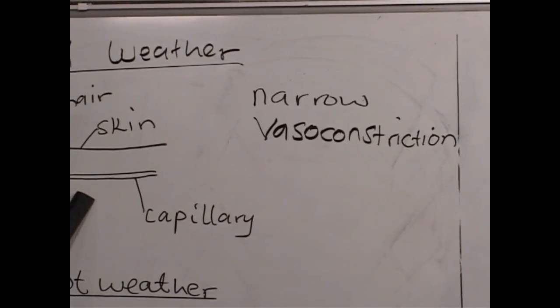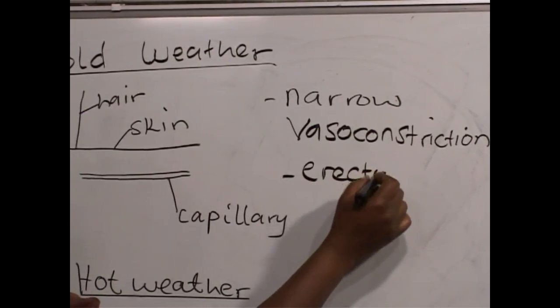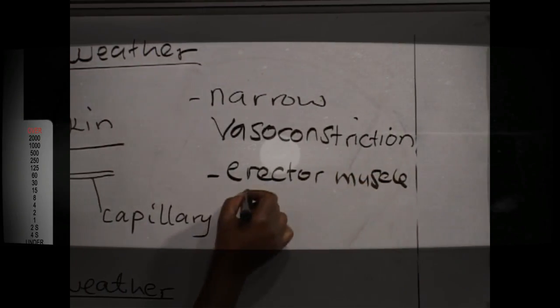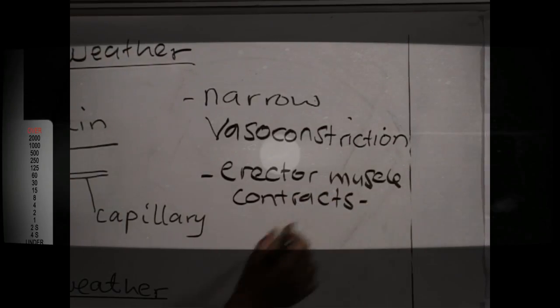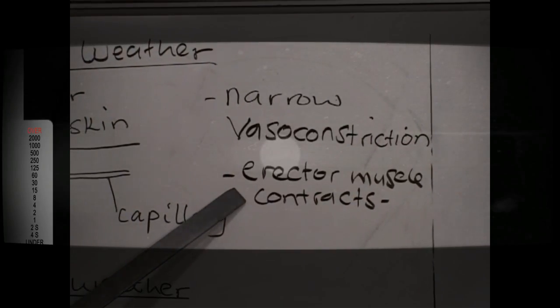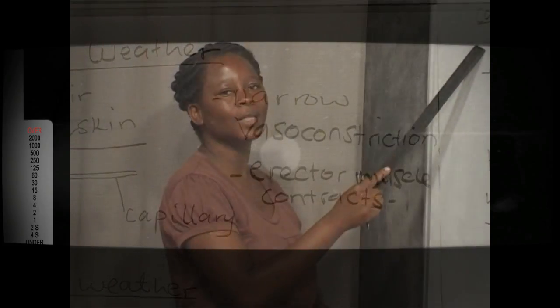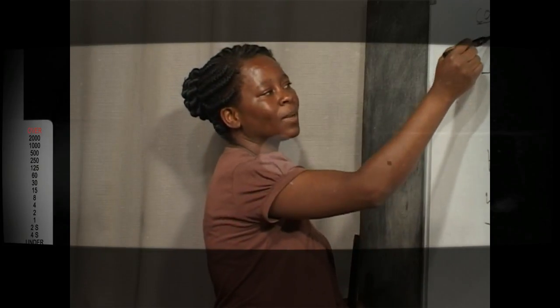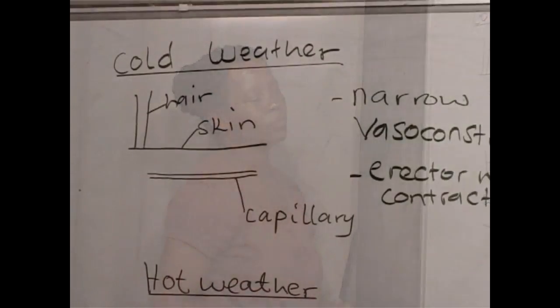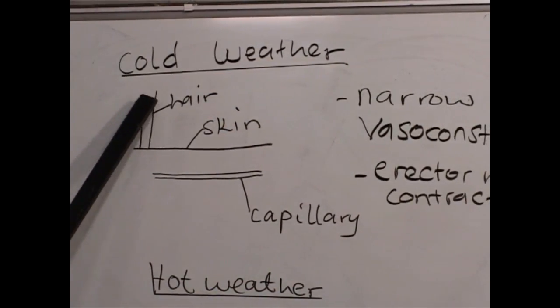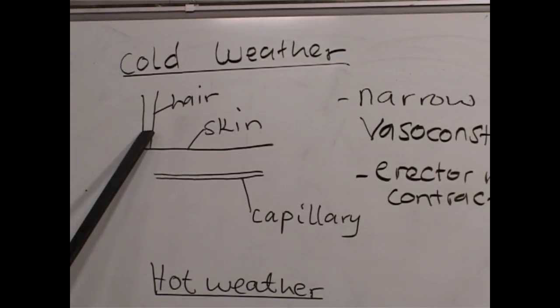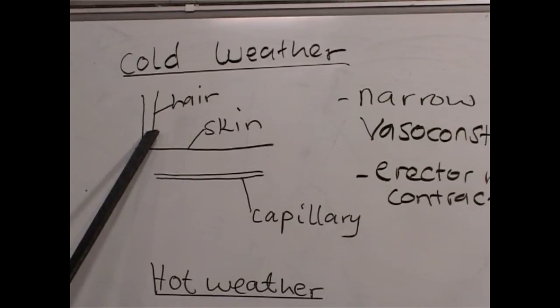Then apart from vasoconstriction, we have the erector muscle. Remember we talked about the erector muscle contracting and relaxing. When it is cold like this, the erector muscles are supposed to contract. So when the erector muscle contracts, the hairs found on the skin will stand upright, like this one, then you have hair standing upright like that. The idea here is that when the hairs stand upright, they will trap air between the hairs.